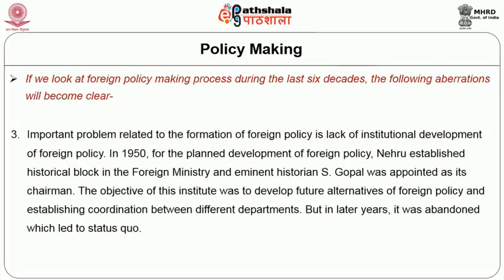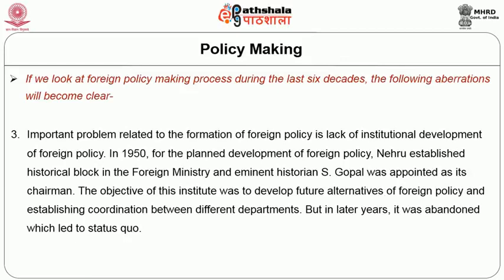The third important problem related to the formation of foreign policy is the lack of institutional development of foreign policy. In 1950, for the planned development of foreign policy, Nehru established a historical bloc in the foreign ministry and eminent historian S.